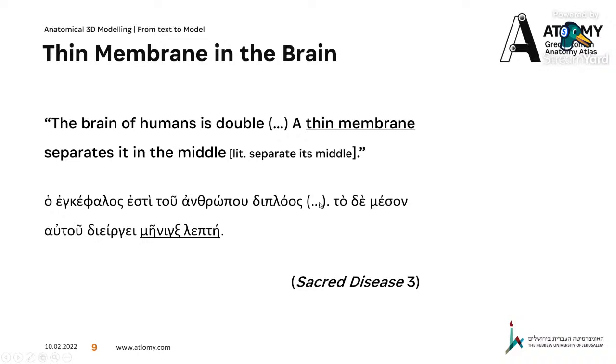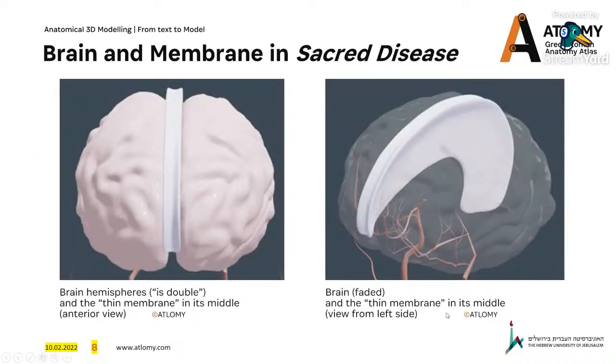So just to look at the case of what the author calls the meninx leptae, the thin membrane in the brain. He tells us already at the beginning, this is the beginning of his anatomical description, that the brain of humans is double and a thin membrane separates it in the middle. Now, we came to model this thin membrane, and this is how we did it. This is again just 2D images of the 3D model. And we can see here this semilunar, so to speak, membrane between the two hemispheres of the brain.